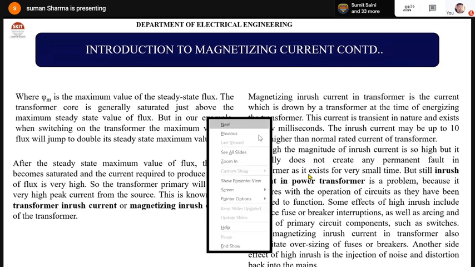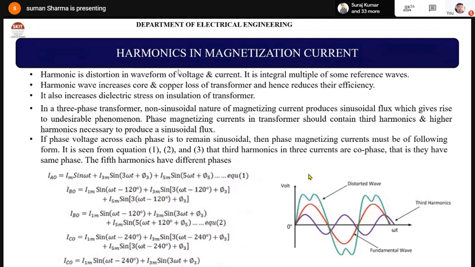Now, what are the harmonics in magnetizing current? As you can observe from this waveform, this is the fundamental component, red one, and this is the third harmonic, and the superposition of this fundamental and third harmonic is the distorted resultant wave. So it is a distorted wave.